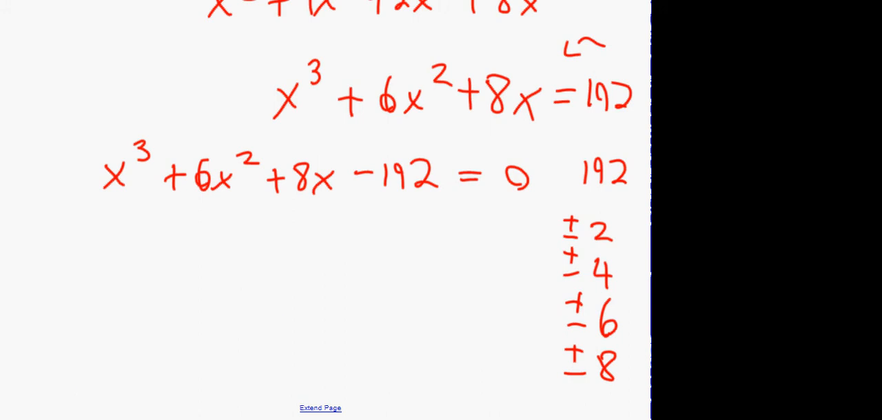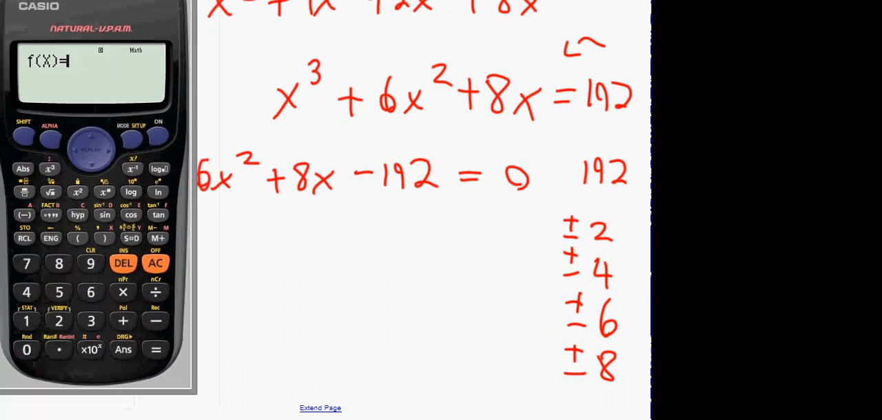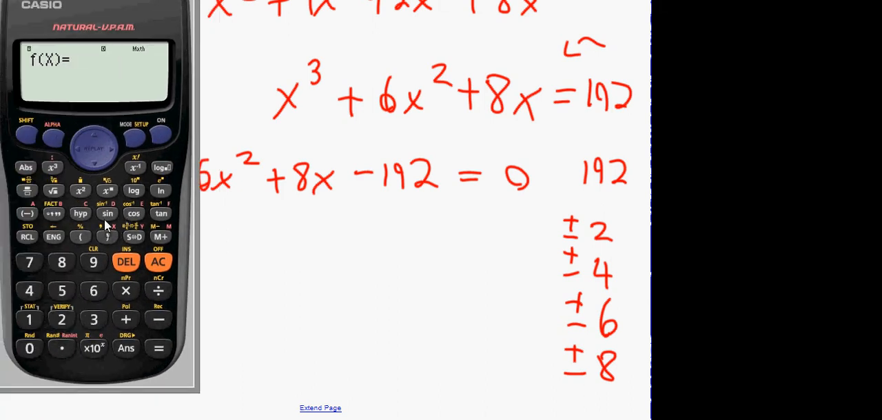Okay, somebody just call that out. x cubed, yeah? Plus 6x squared. x cubed plus 6x squared. Plus 8x. And minus 192.